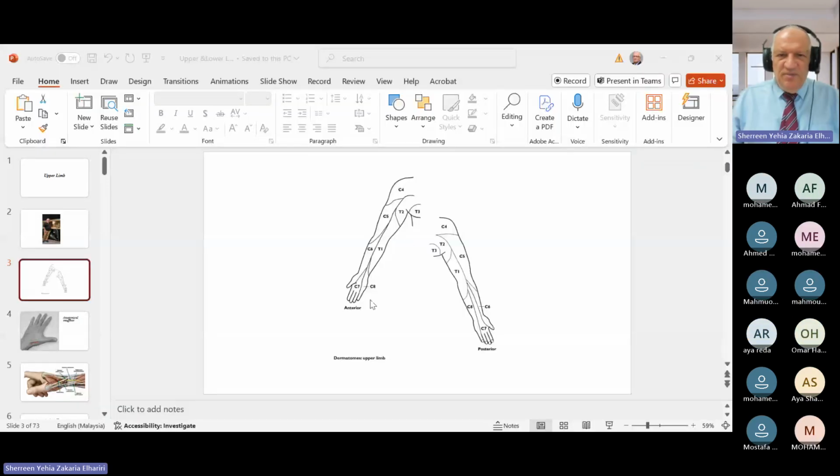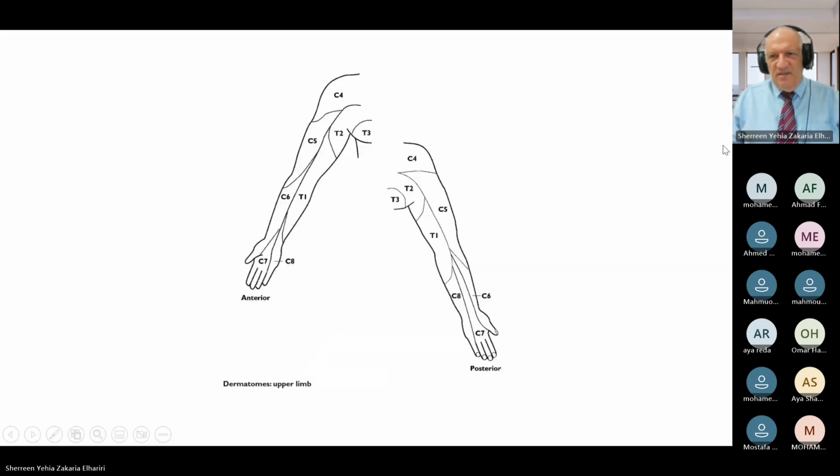Okay, so dermatomes are important. The important ones you are asked about are the thumb and the little toe. So 6, 7, 8. This area is C6, 7, and 8. Just easy to remember.